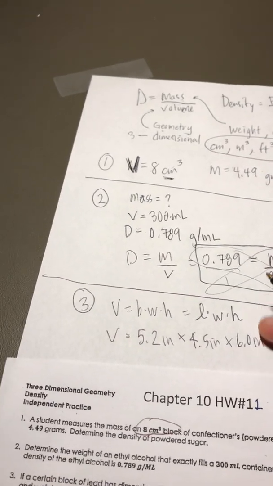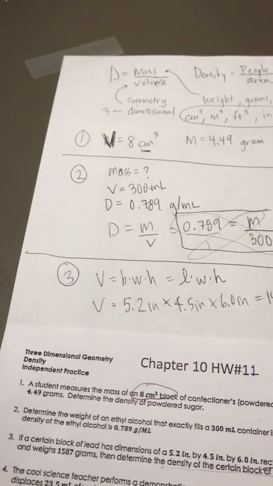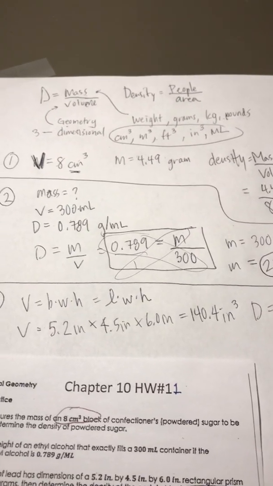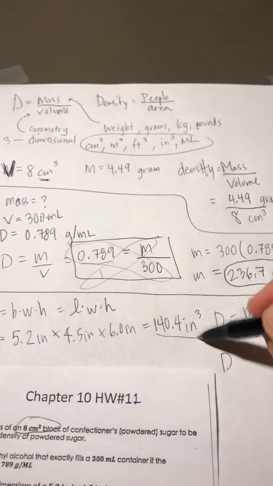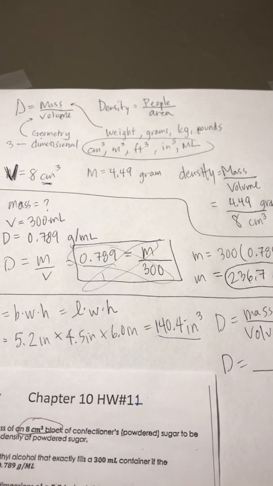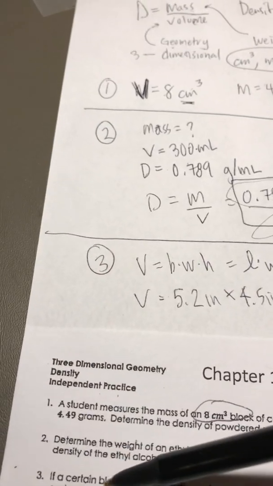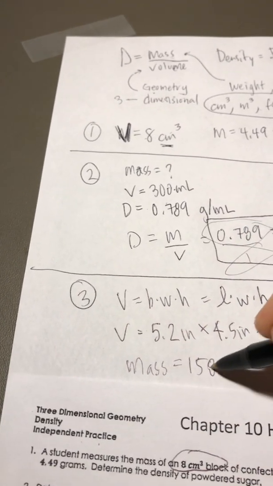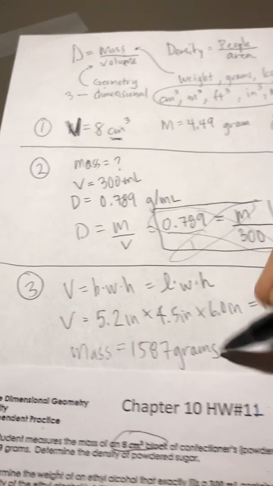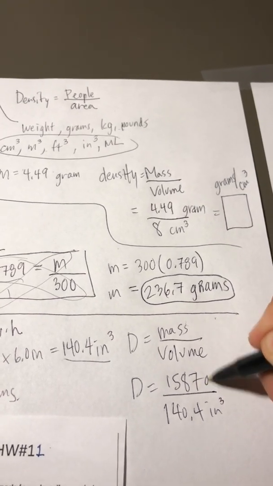Now I'm not solving for volume. I'm actually solving for density. It says determine the density. So we know density is equal to mass over volume, correct? And we know the volume because we just calculated it. So the volume is 140.4 inches cubed. Now our mass, let's look back in the question. It says it weighs 1587. So that has to be our mass, 1587 grams. So we say to ourselves, okay, 1587 grams.